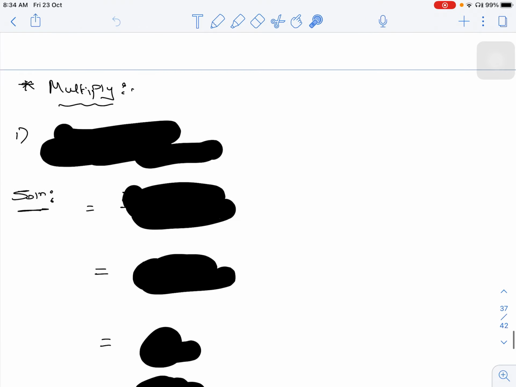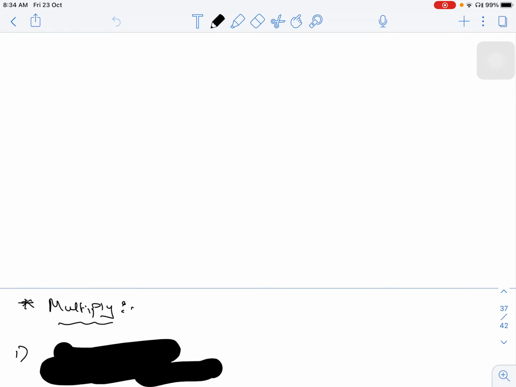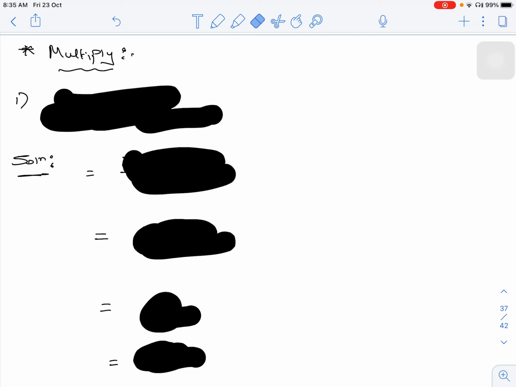While doing addition and subtraction of rational numbers, one condition was that the denominators must be the same. In multiplication, there is no such condition. For example, if we have a upon b into c upon d, we first check whether we can make any cancellation between the numerators and denominators. If yes, we make the cancellation, or we directly multiply a with c and b with d. This is the rule we are going to follow for multiplication of rational numbers. So let us start.